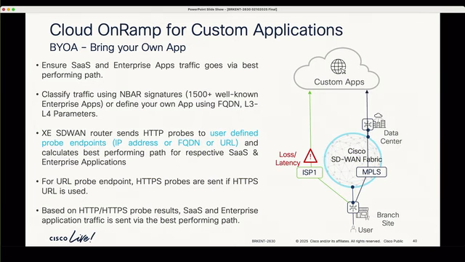So, Cloud On-Ramp for custom applications. All the benefits that we talked about so far for Microsoft or WebEx can also, to some extent, be brought to your custom application that could be running within your data center location or as part of your cloud-hosted infrastructure. How we do that is you define custom applications, and then you define the probe endpoint that we can use to send HTTP ping or HTTPS ping in order to measure the performance across all the available paths, and then select the best path in the same way we would do for standard applications.